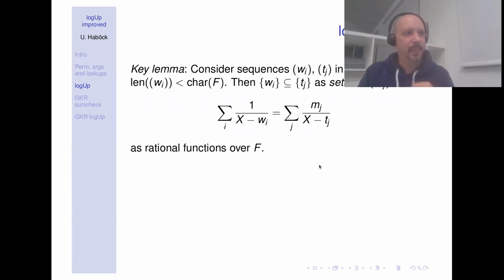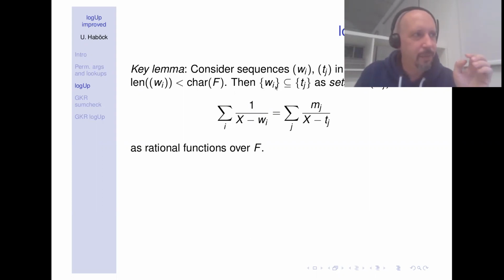So, and that's the core lemma. It's just the uniqueness of fractional decomposition. Consider we have two sequences. It's good enough to just require, for the witness sequences, that the length of the witness sequence is smaller than the characteristic of the field. That's important. I will tell you in a second why.